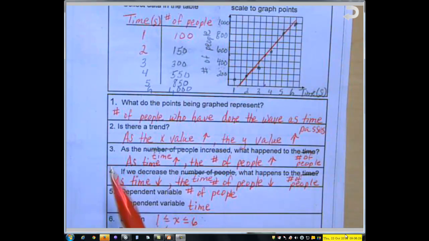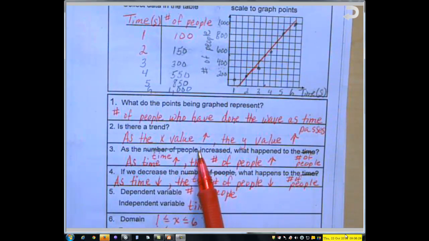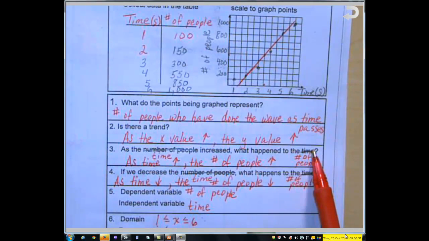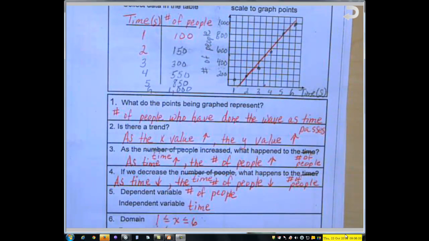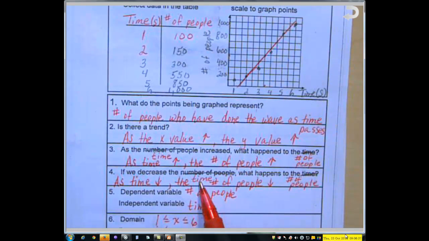And make sure in 3 and 4 that you're changing the wording around. Cross out number of people and put time. Cross out time and put number of people. Again, in number 4, cross out number of people, put time. Cross out time, put number of people. Because it just seems to make more sense to ask the question that way.